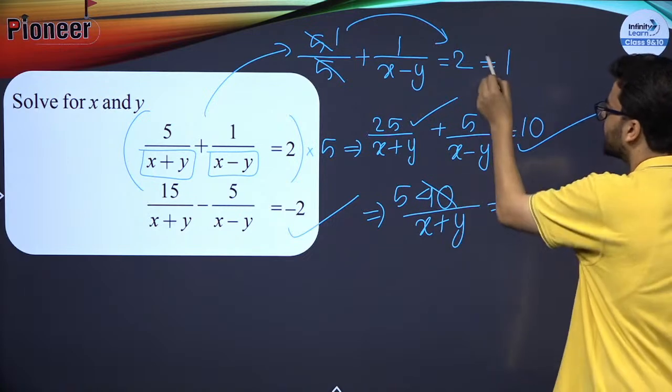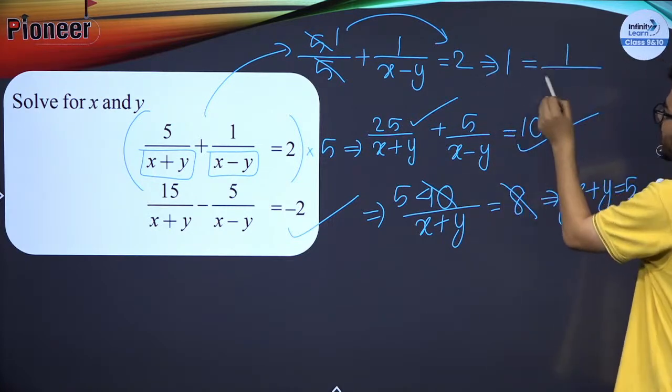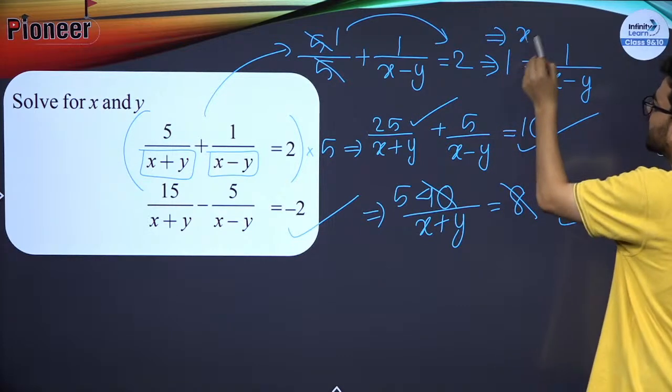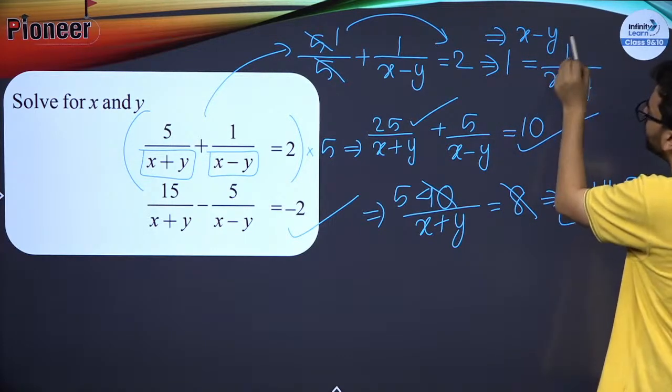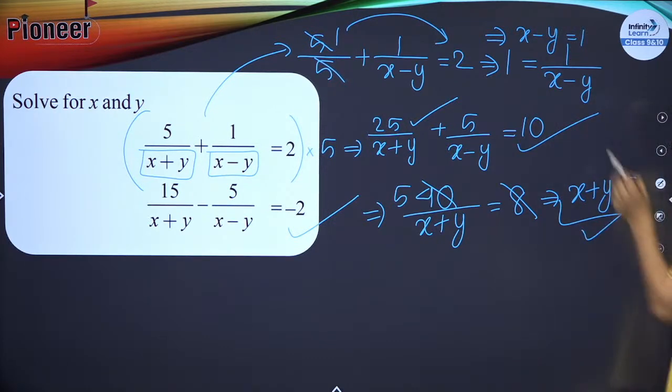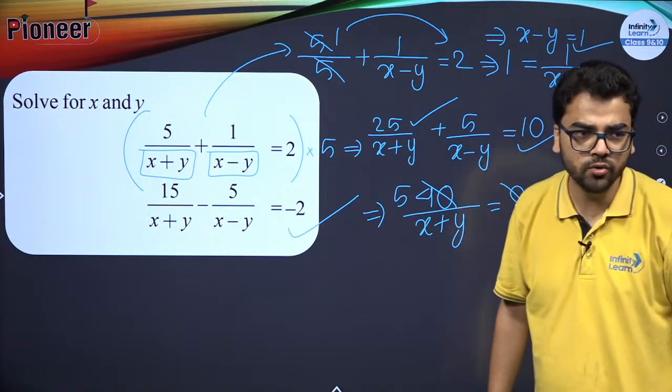Correct? Or you can write it so that it is not confusing. So this is 1 by x minus y. So from here, what will I get, guys? x minus y will come out to be equal to 1. You got that logic, guys? So you see, x plus y is 5 and x minus y is 1. That's it. Exactly. Let's do that, Prathamesh.